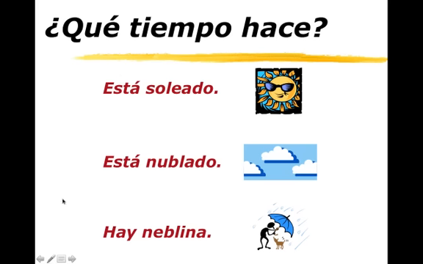Or I could say it is foggy. Hay neblina. You may have seen this word before. Hay. It just means there is or there are. The one word by itself means there is or there are. So we're literally saying there is fog. I could also use this with the word sol to say there is sun. Hay sol. Or I could say hace sol.